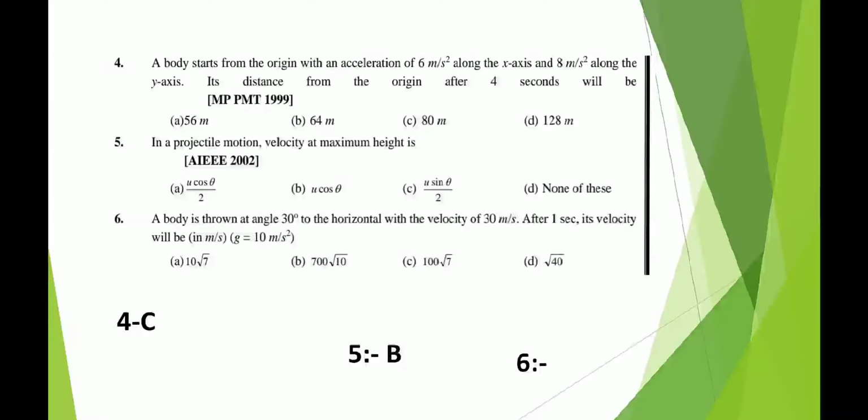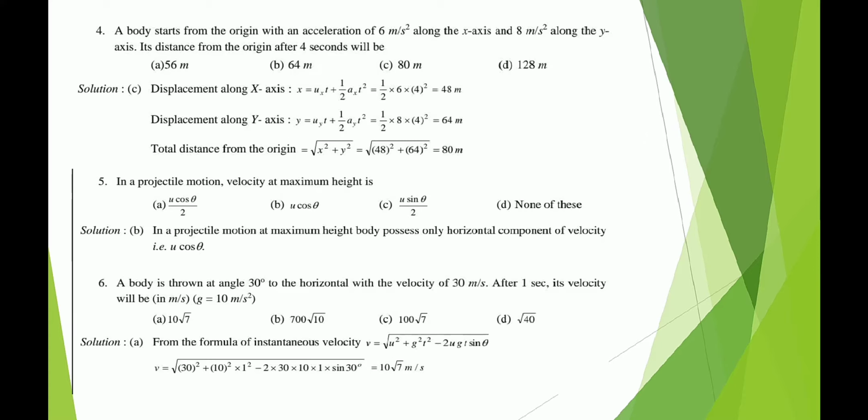Fourth one, a body starts from the origin with an acceleration of 6 meter per second square along the x-axis and 8 meter per second square along the y-axis. Its distance from the origin after 4 seconds will be option C, 80 meters. Let's see the solution.